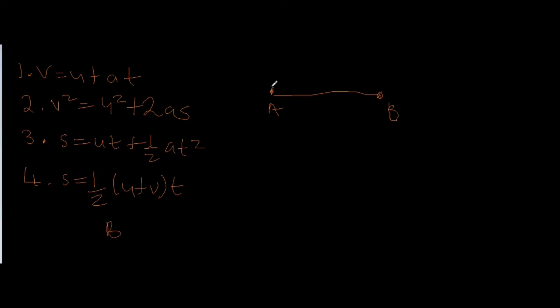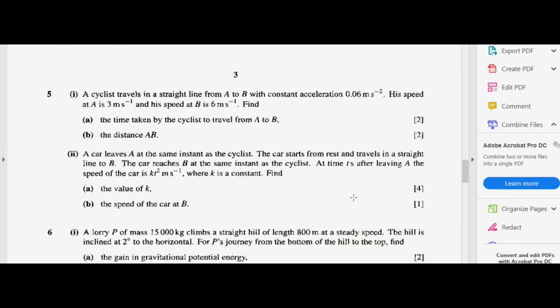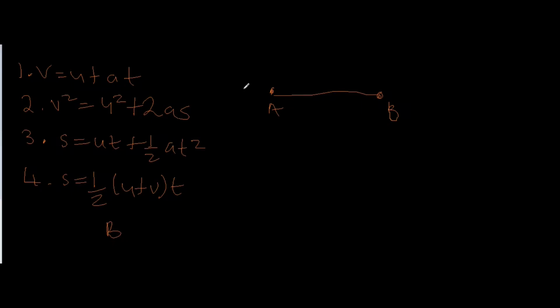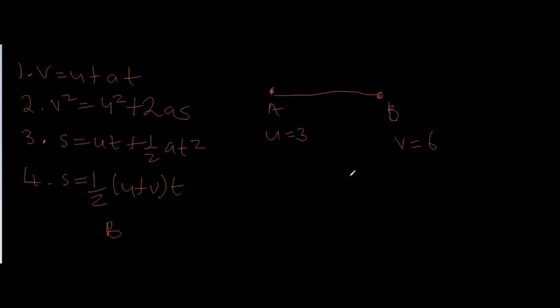So, our cyclist is moving from here to here, and in the question, we've been told that his speed at A is 3 meters per second, and his speed at B is 6 meters per second. So in other words, we know that his initial speed, u, is equal to 3, and we know that his final speed, v, is equal to 6. The initial speed is the speed that he starts with, and the final speed is the speed that he ends with. And then we know that the acceleration throughout the journey is equal to 0.06.